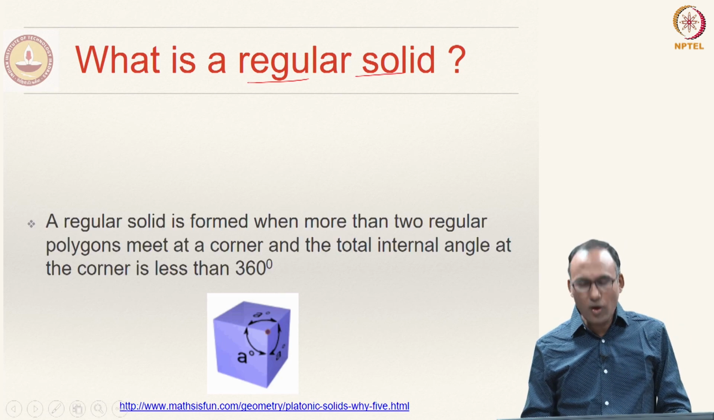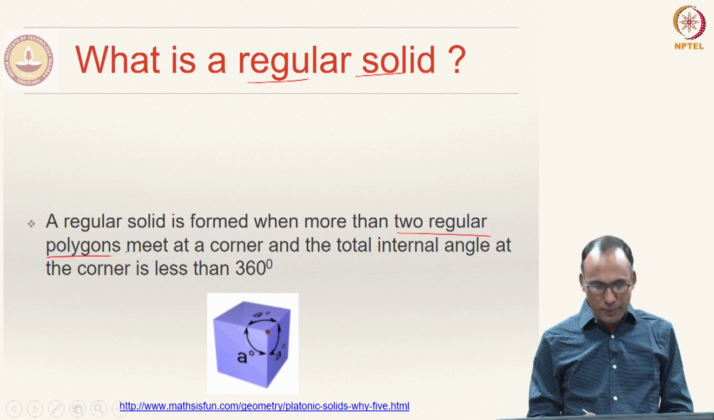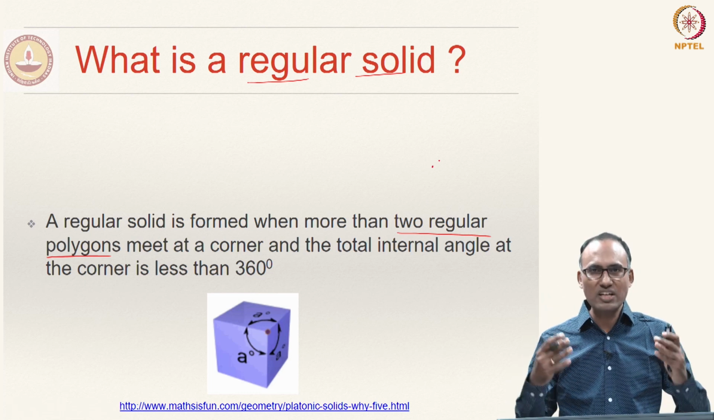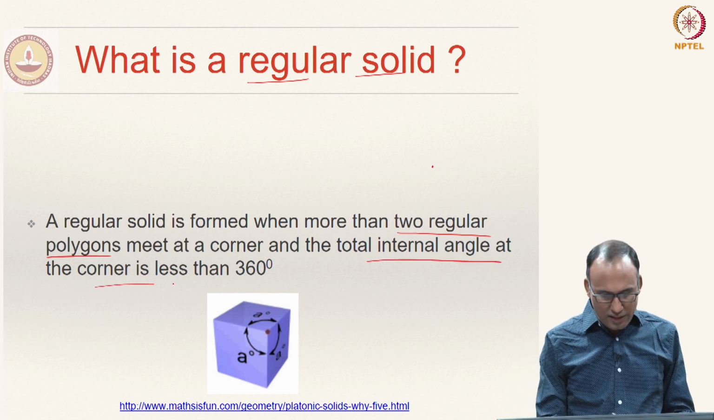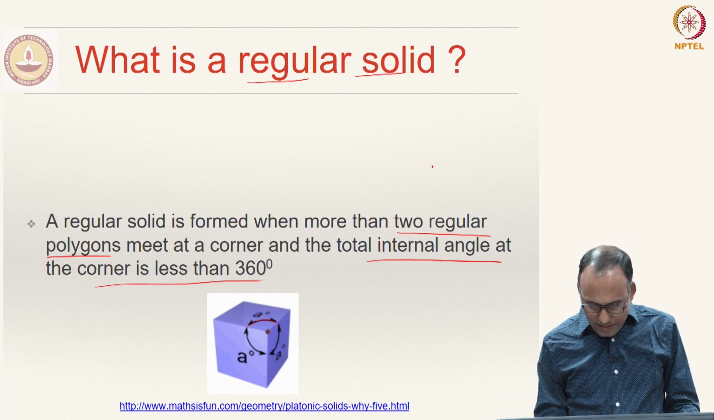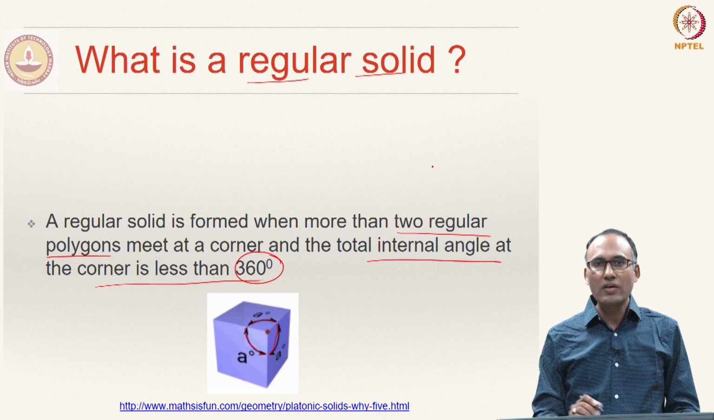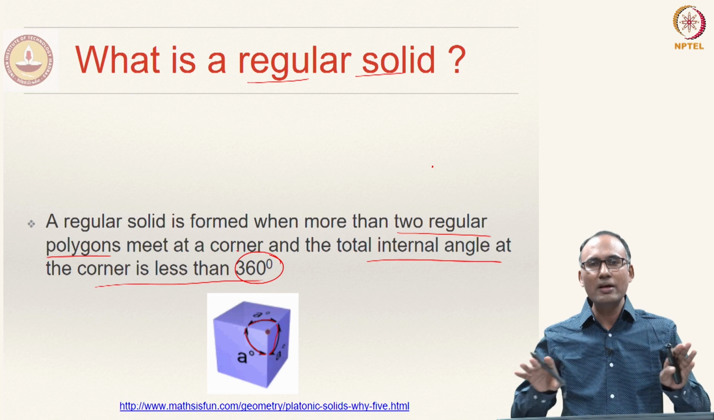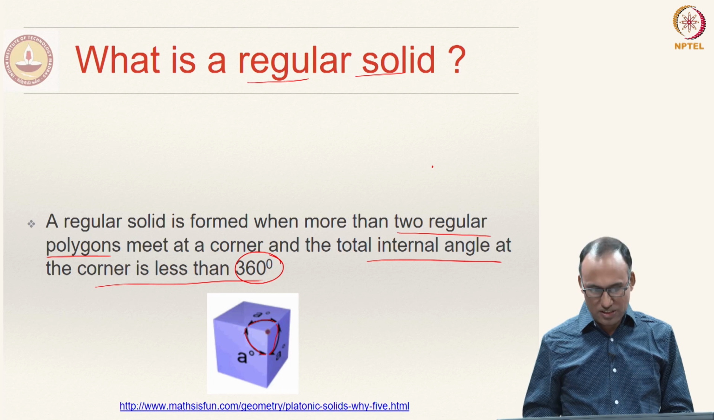So, a regular solid is formed when more than 2 regular polygons meet at a corner. So, at a corner at least 3 regular polygons should meet, and the total internal angle at the corner should be less than 360 degrees. For instance, if you take this cube, you have the internal angle here 90 degrees, 90 degrees, 90 degrees. The sum of these angles should be less than 360. If it is less than 360, only then it will become a solid. Otherwise, if it becomes 360, then it will become a flat plane. So, that is why it should be less than 360 degrees.